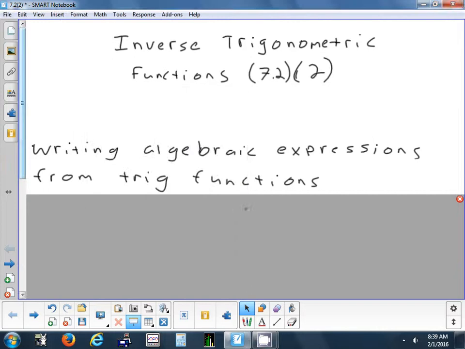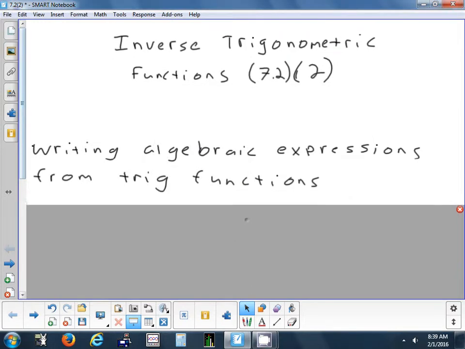Right, so let's take a look at section 7.2, part 2. Basically, a big part of this section is going to be that we're going to take a formula that has trig in it and change it to a formula without trig. So we'll take something that has sines, cosines, tangents. We're going to get rid of them and rewrite it with just algebra.